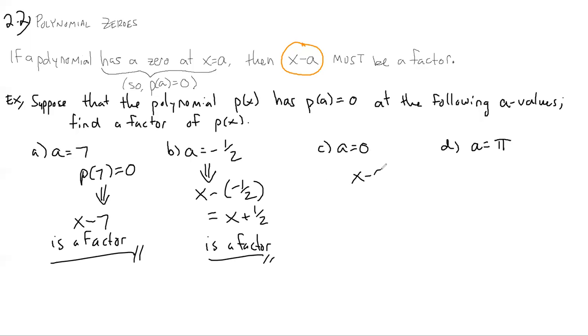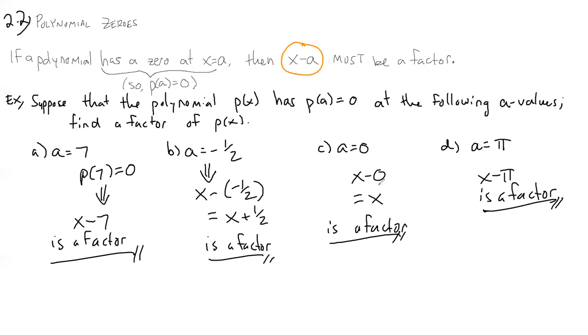This one would be x minus 0, or just x, is a factor. And it doesn't have to be fractions or integers. If pi is a 0, then x minus pi is a factor. So it comes from that quite easily. The next step, we're going to look at what happens if we have polynomials with integer coefficients, because that's going to clean things up for us quite a bit.